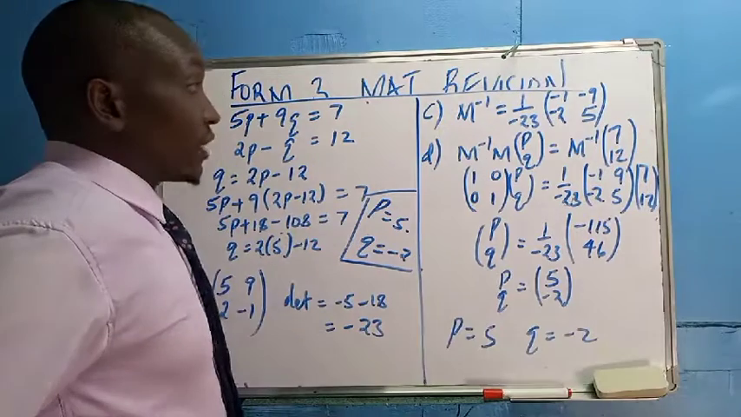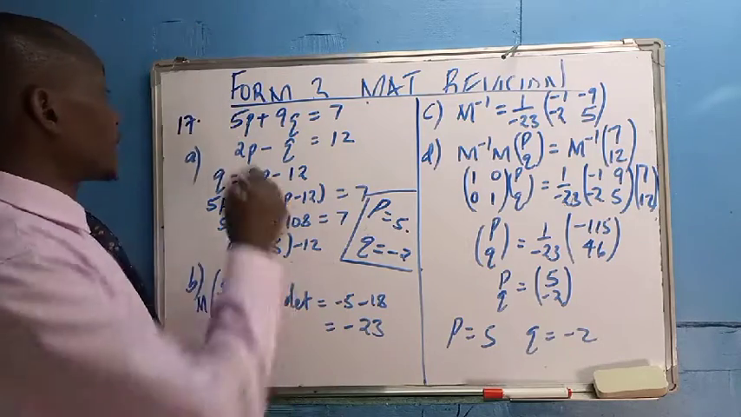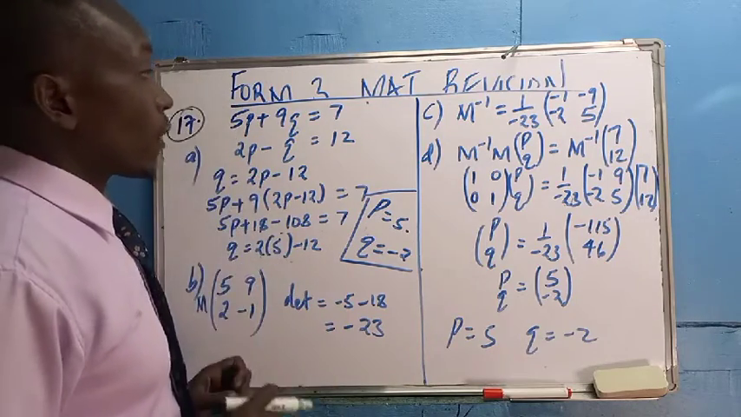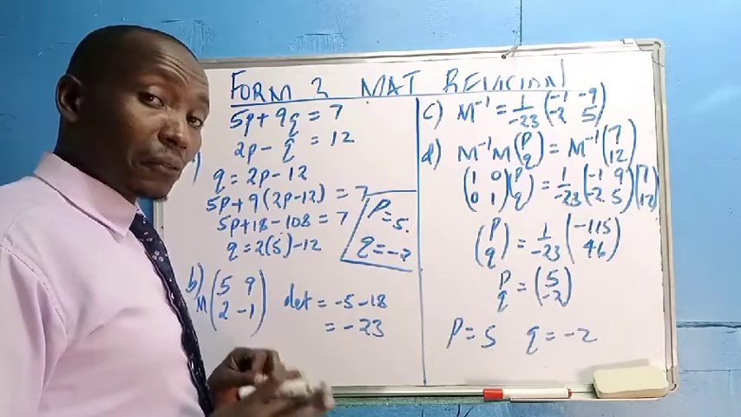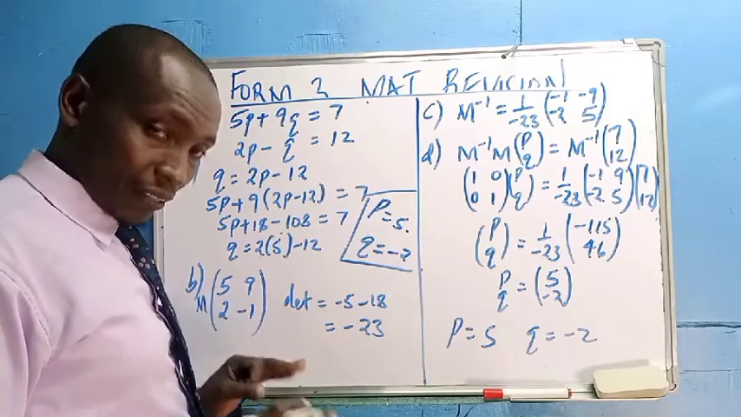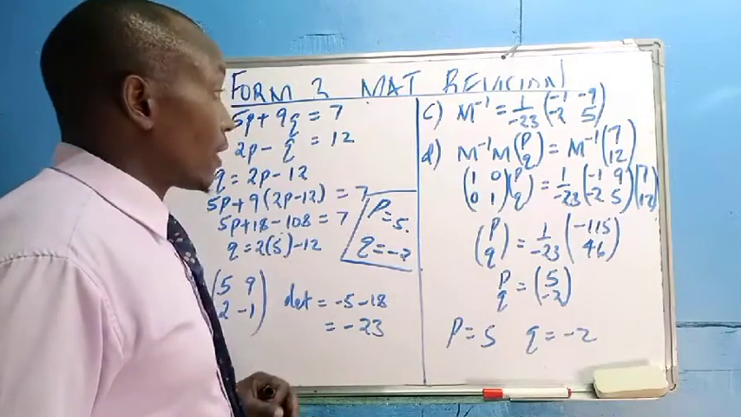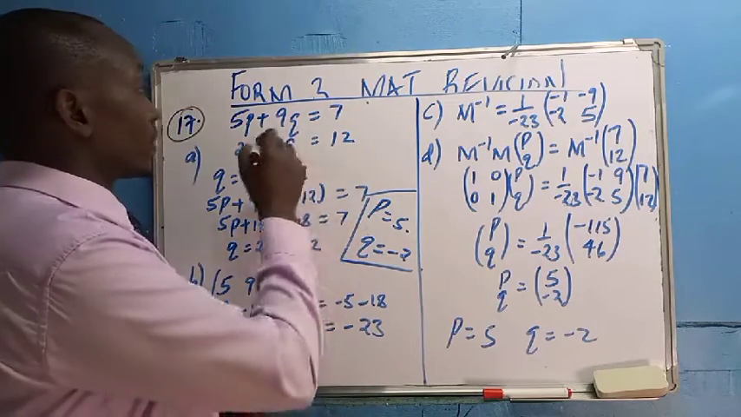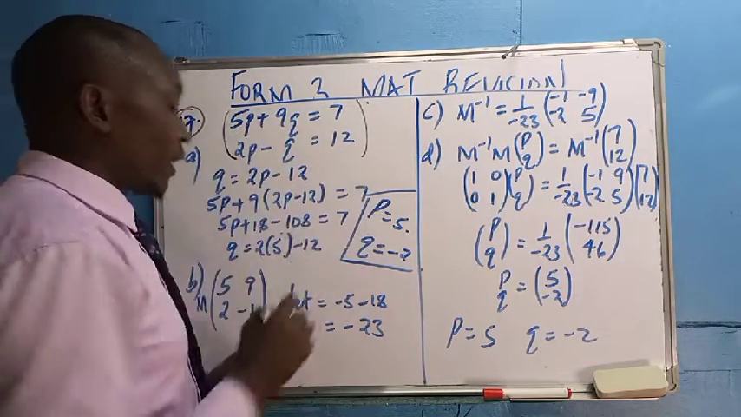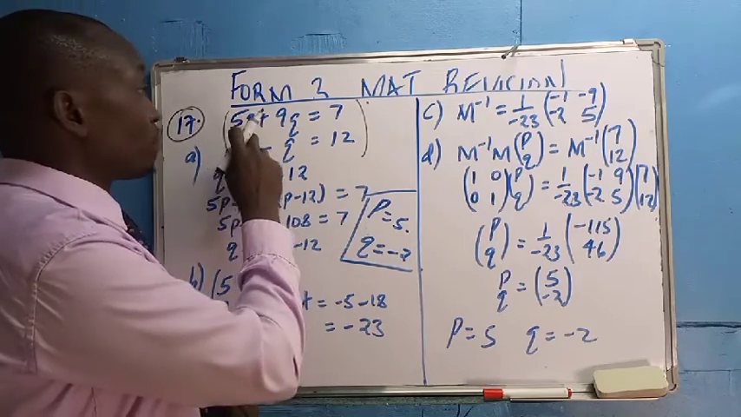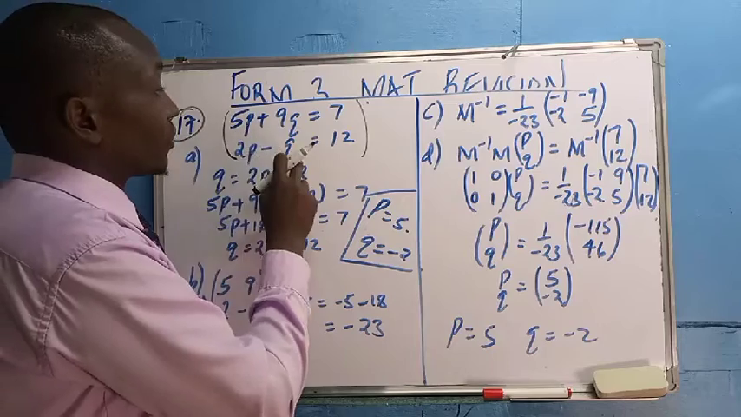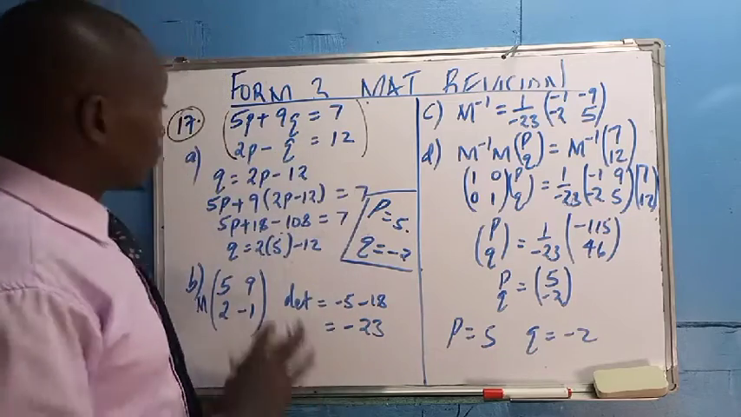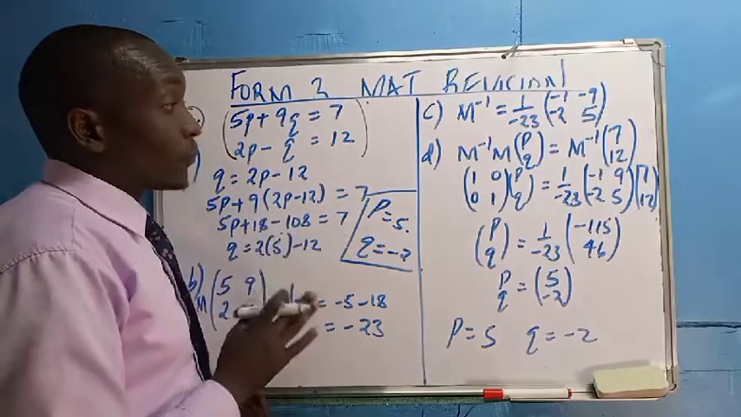The first question in section 2, that is question number 17. These are questions on matrices. Application of matrices to solve simultaneous equations. For this question, what exactly the student is given is a pair of simultaneous equations. 5p plus 9q equals 7, 2p minus q equals 12. The student is supposed to solve for p and q.